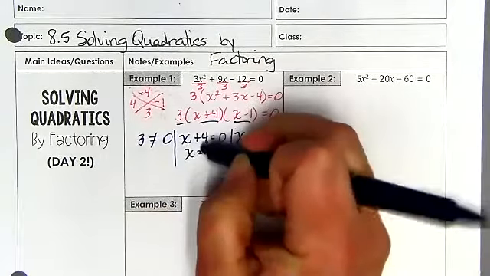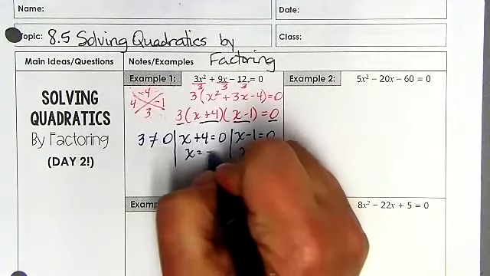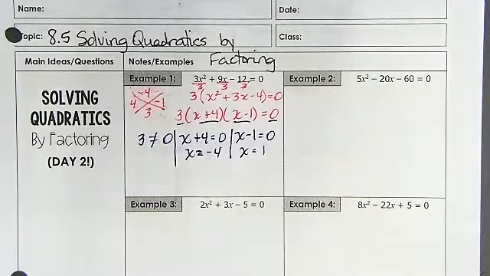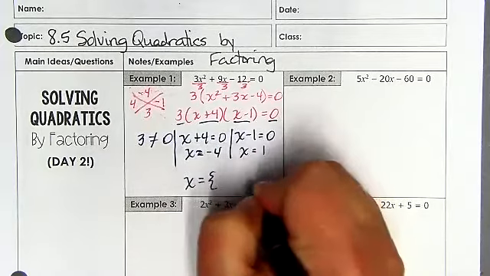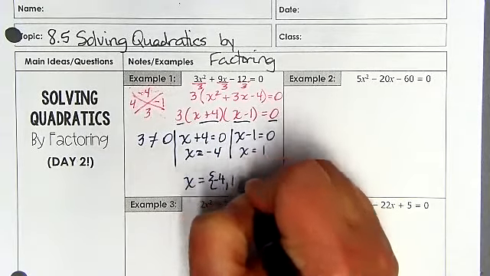This is why we write the steps. Over here, this should be x equals negative 4. And we have x equals 1. So my final answer is going to be x equals curly bracket negative 4, comma 1.